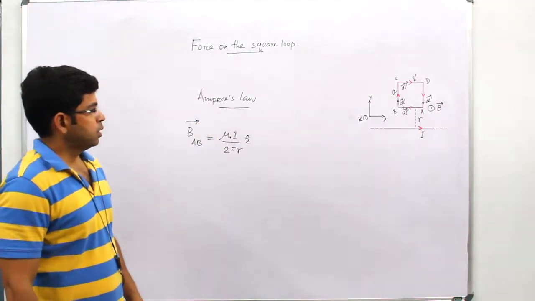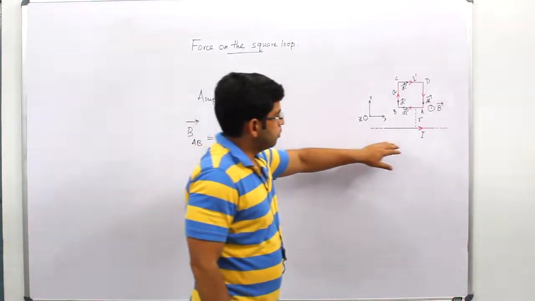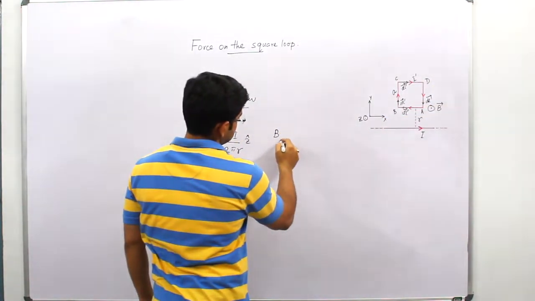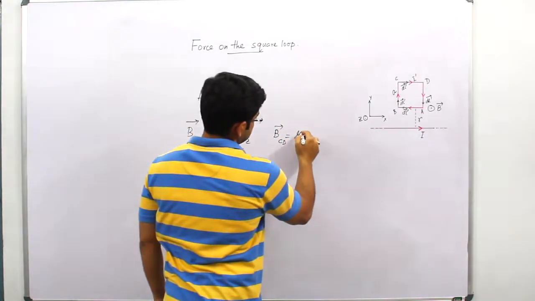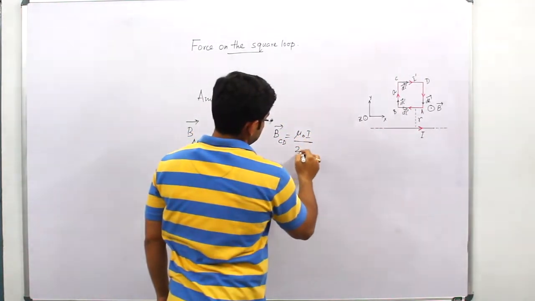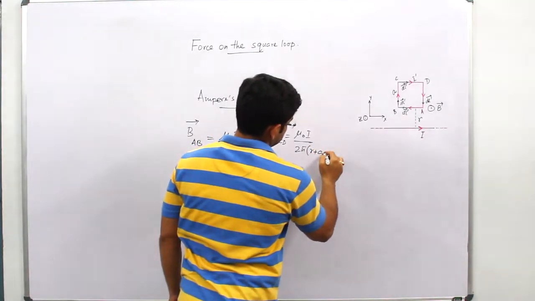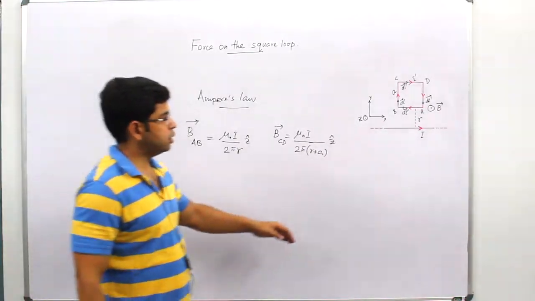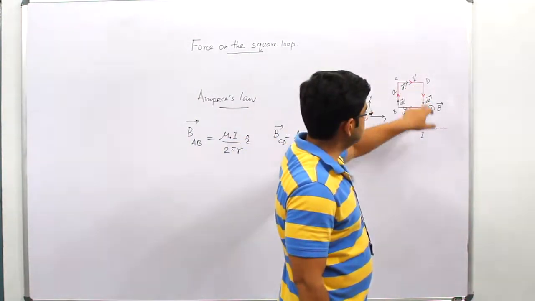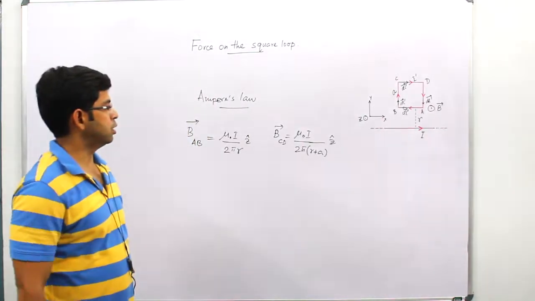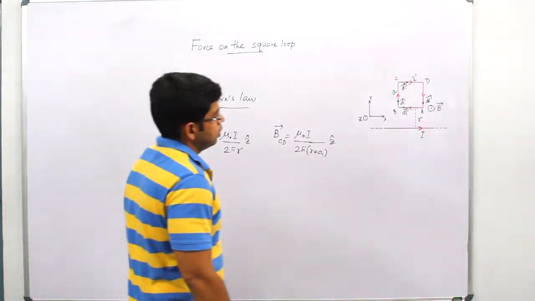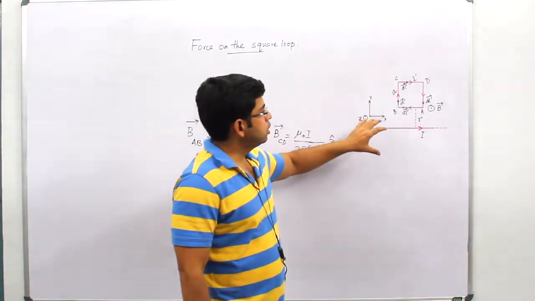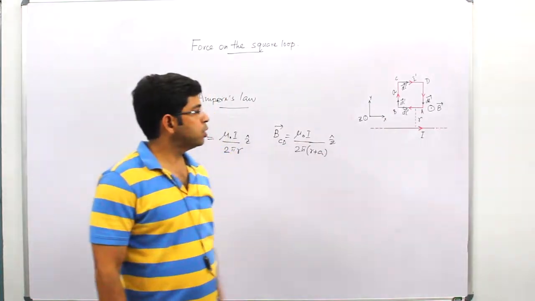Similarly, also by Ampere's law, the magnetic field at the position of the arm CD, that is B CD, will be μ0 I by 2π(r plus A) z unit vector, where r plus A is the distance of the arm CD from the infinite conductor. Now, to find the force acting on the square loop, we will individually see each arm of the loop.